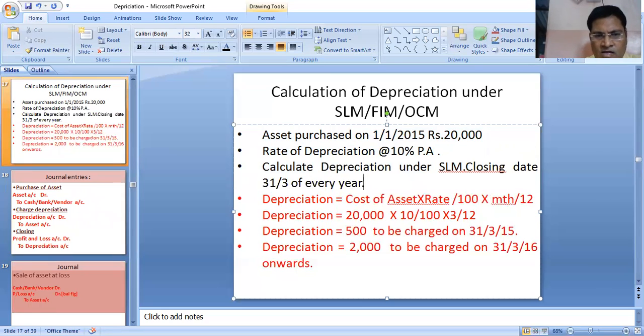Now this is the way we have charged the depreciation: 20,000 into 10 by 100 into 3 by 12, because January, February, March, 3 months. 500 is the depreciation coming. Depreciation is 2,000 to be charged on 31st March 16. From next year onwards it will be 2,000, because the per annum word is mentioned. That's why we have to see the time period.